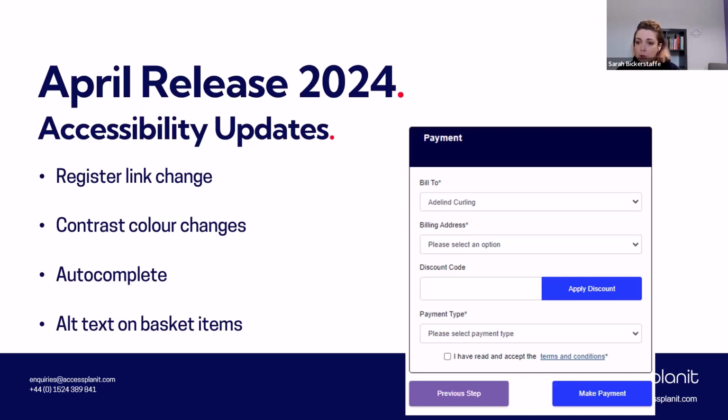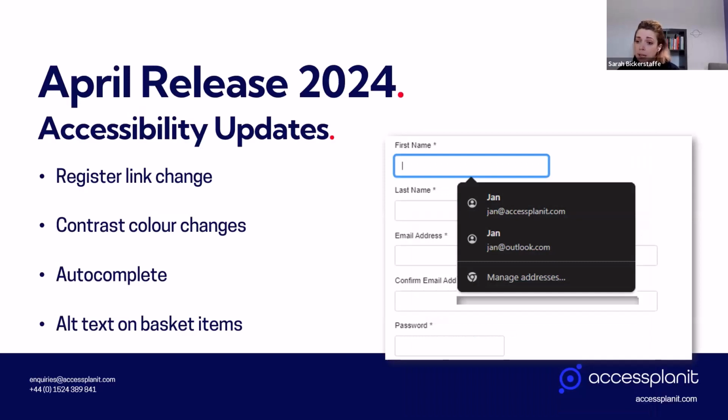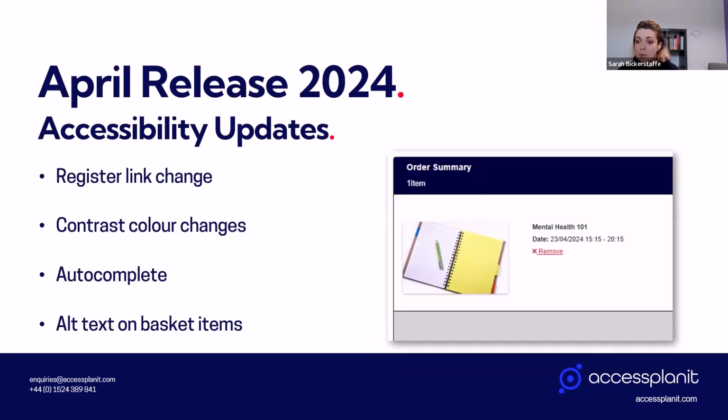For people who struggle with typing or spelling errors, we can now use autocomplete on certain fields within forms, for example, first name, last name, and email address. And you'll notice too that if you're using a screen reader, alt text is now available for your basket images. This will then help identify that there is a decorative image only and there's no call to action on there.